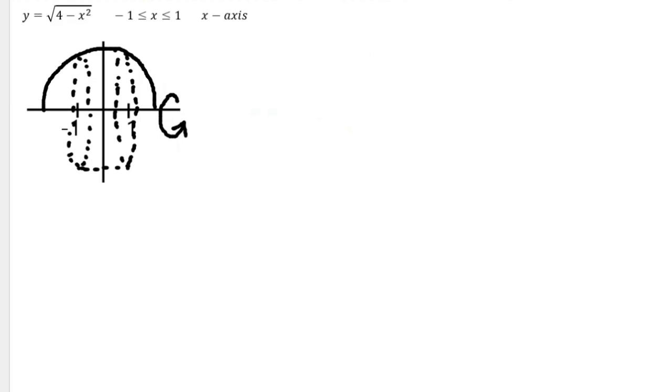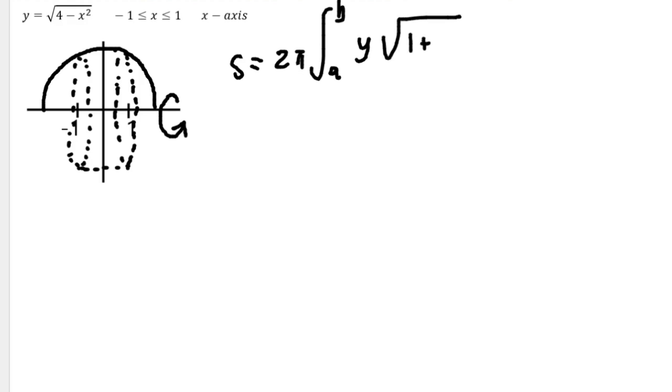So we got y is equals to the square root of 4 minus x squared. So this is a rough sketch of this graph, and it's basically rotating from the x-axis. So let's call this y. So that's going to be the radius. So s is equals to 2 pi integral from a to b. We're still going to use this formula because we have a radius of y, and it's rotating from the x-axis, so we'll multiply this by the square root of 1 plus dy dx squared dx.